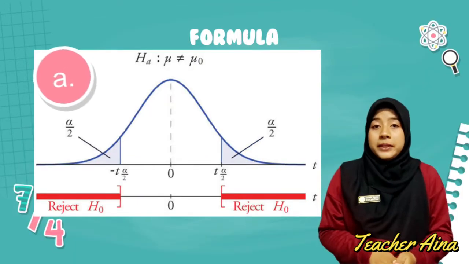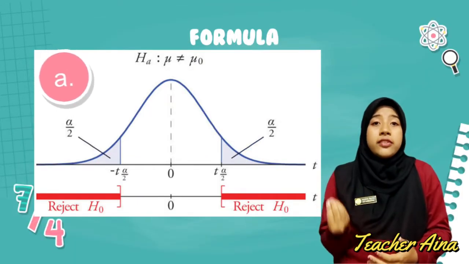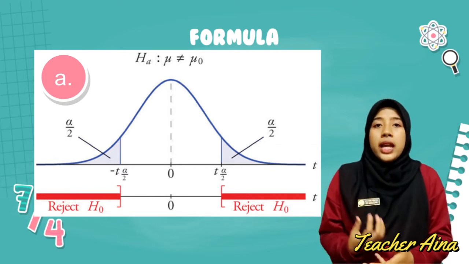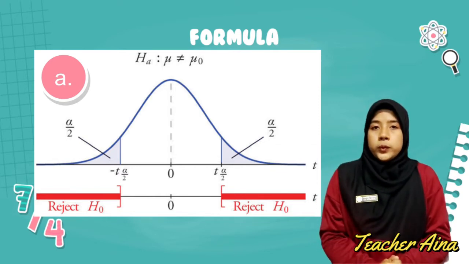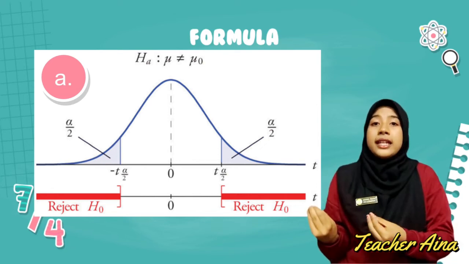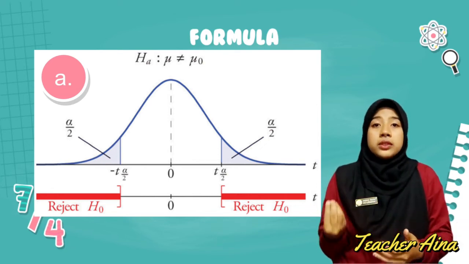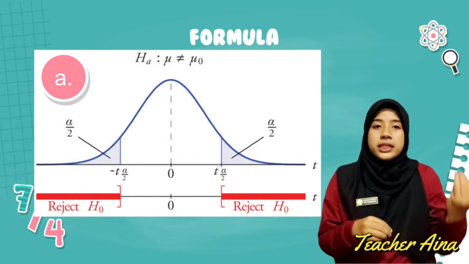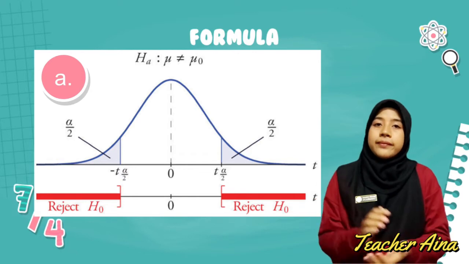For picture A, the alternative hypothesis is not equal to the mean. This means that we have a two-tail test. In the two-tail test, we need to find the positive and negative regions of alpha over 2, and then we can conclude whether to reject or fail to reject the mean.